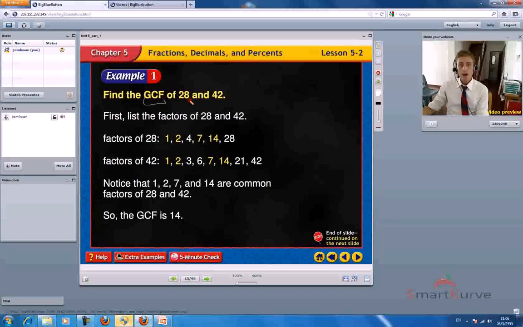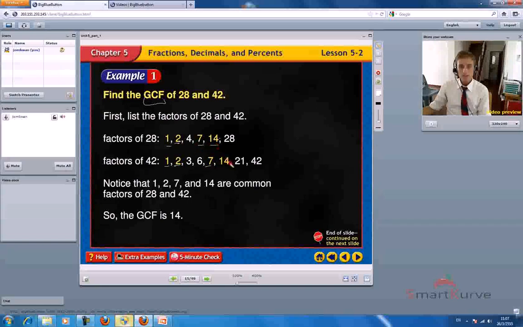Greatest common factor. Find the greatest common factor, or GCF, of 28 and 42. First, list the factors. So we have 28: 1, 2, 4, 7, 14, 28. 42: 1, 2, 3, 6, 7, 14, 21, 42. You then look for the numbers that both of them have as factors.